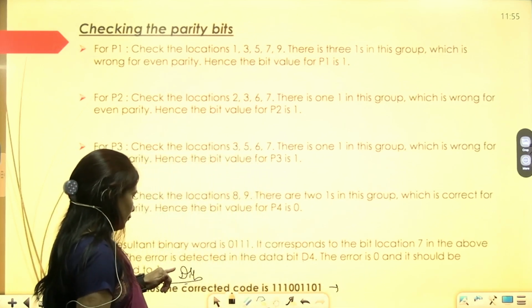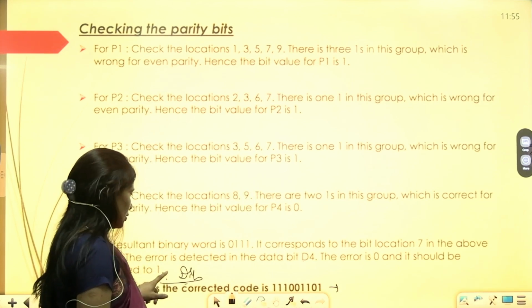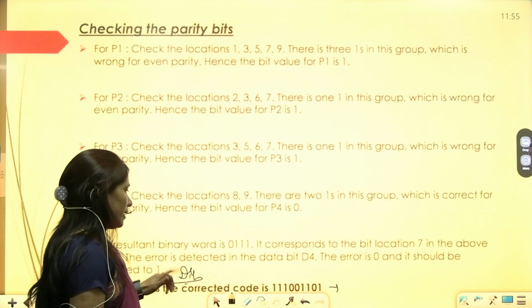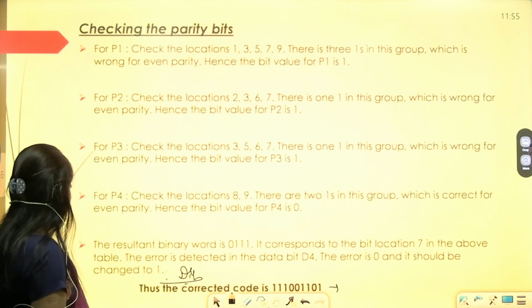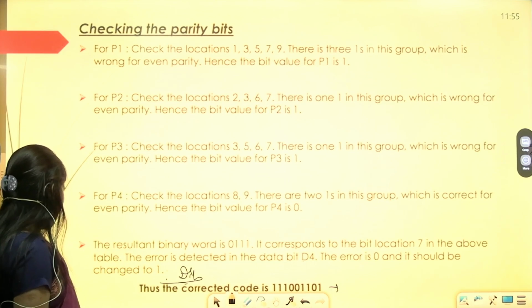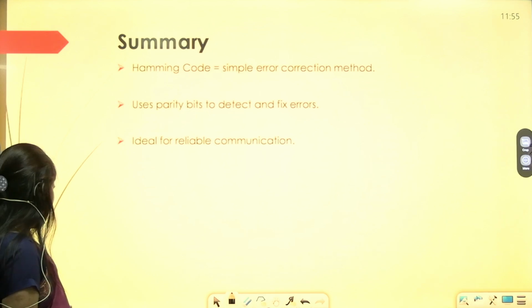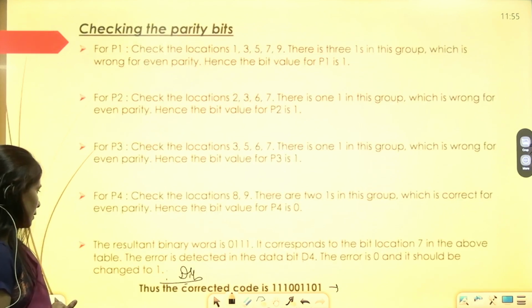To find which position the error has occurred in, change that bit 0 to 1 or 1 to 0 and correct the error. No retransmission is required.